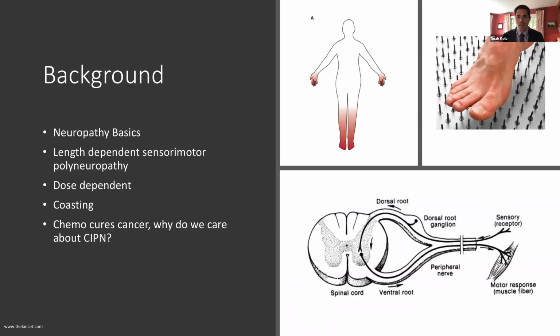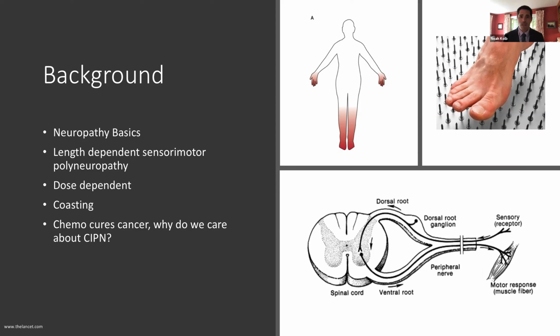I know that the audience today is made up of a variety of people: oncologists, patients, loved ones, patient advocates. So I want to start out with some basic information about what neuropathy is and what chemotherapy-induced neuropathy is. Most of you probably know somebody who has neuropathy. The incidence of it increases over time with age, and there are many people in the United States with diabetes who have neuropathy. The word neuropathy just means nerve damage.